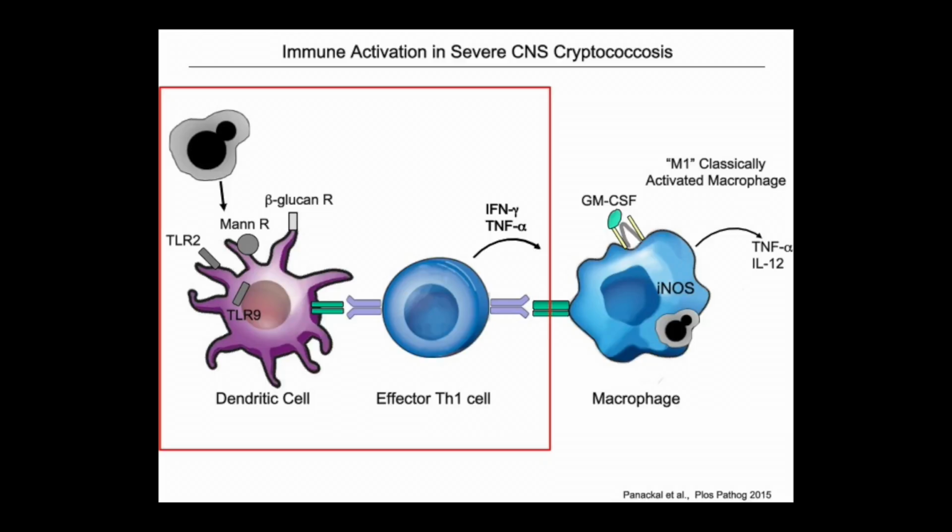And this macrophage will be producing TNF-alpha and IL-12. TNF-alpha is a major reason why we get fevers. And you notice in Cryptococcus we don't get many fevers in the non-HIV infections, which is kind of a clinical clue to what's going on here.